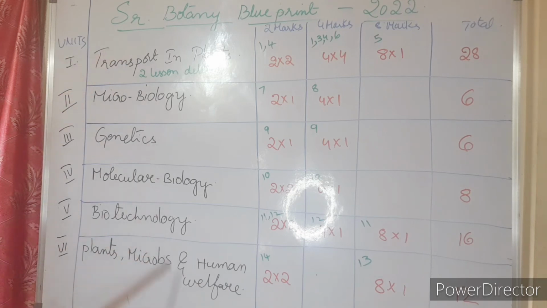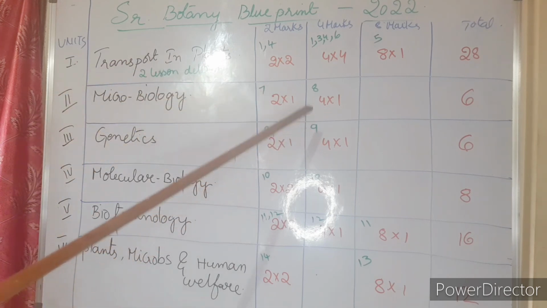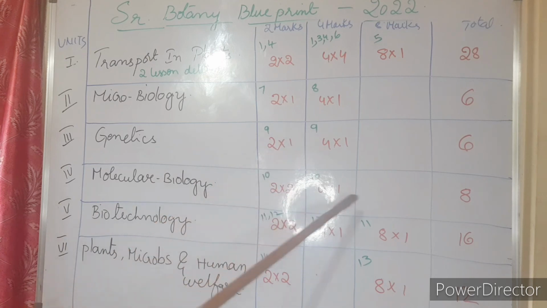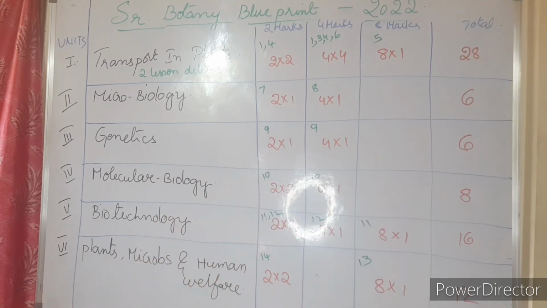So for all the 6 units, prepare well the chapters which are included and which are deleted. Don't waste your time on the deleted ones. Focus on the chapters from where we are getting 2 marks, 4 marks and 8 marks. If you prepare according to this blueprint, easily you will be getting 60 out of 60.